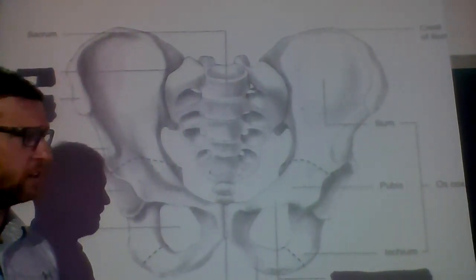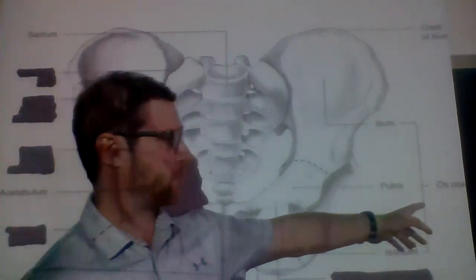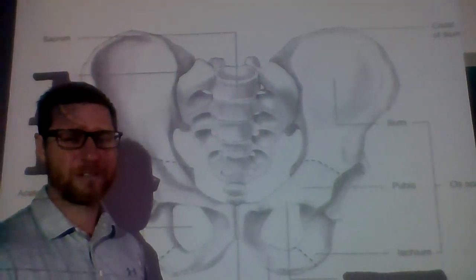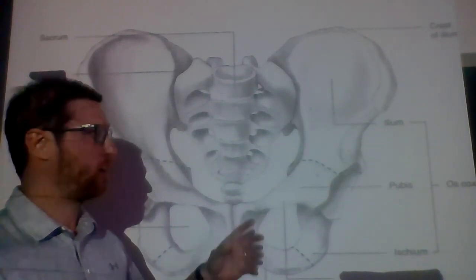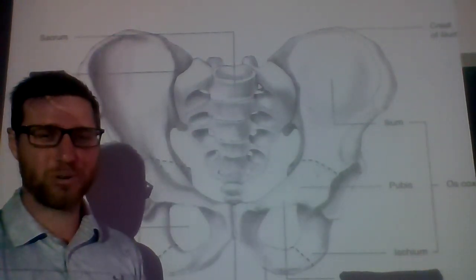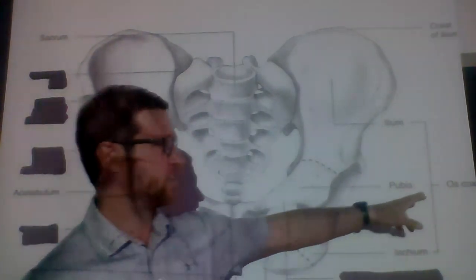Now, you'll note here, I think it's cut off a bit, but on your diagram, it says os coxae, and that's the formal Latin name for the entire pelvic bone itself. You can use that and impress us all with your Latin, but you can just call this the pelvis.